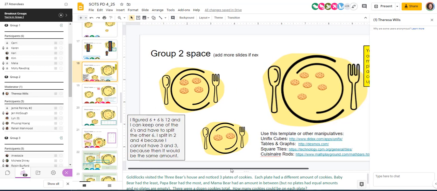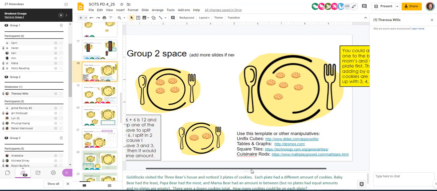So it makes me wonder, is this definitely what Goldilocks sees? Is there any possibility of her seeing something different?